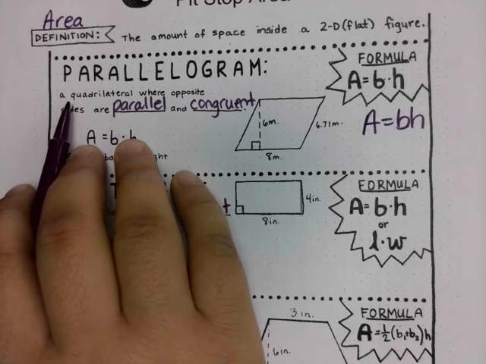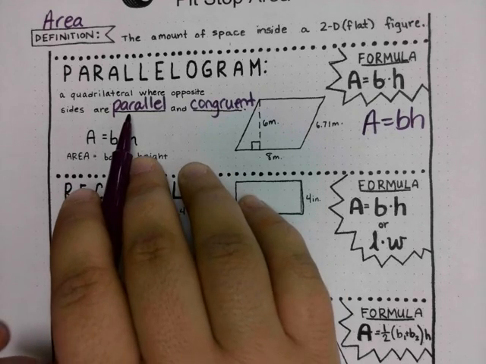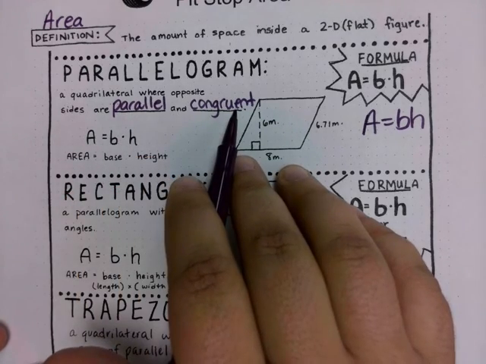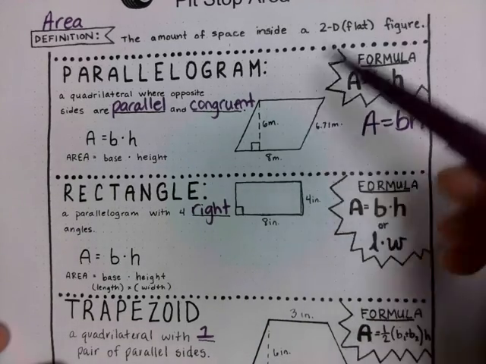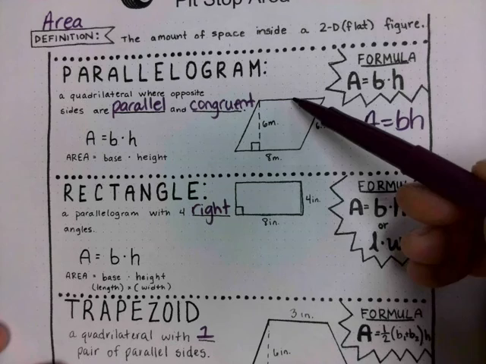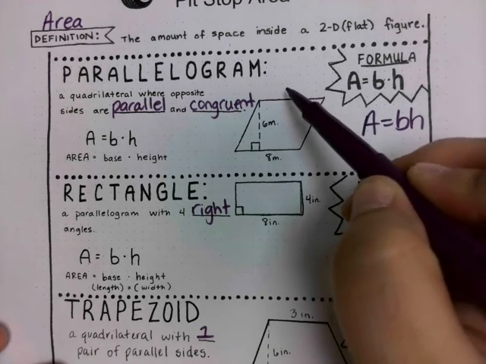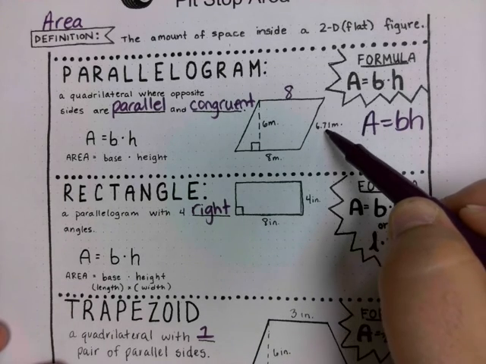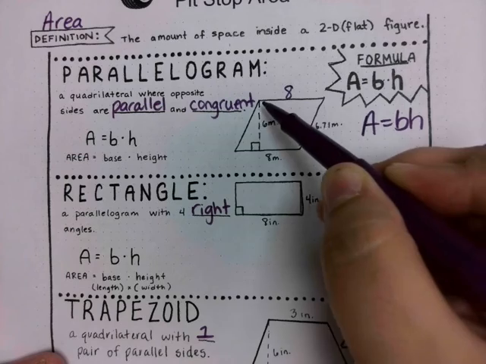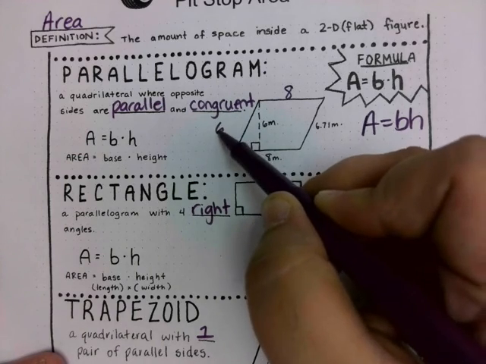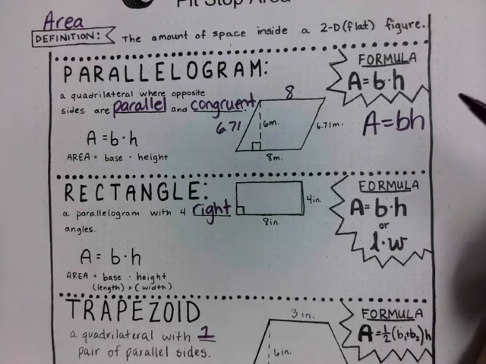So here, a parallelogram is a quadrilateral where opposite sides are parallel and they are congruent, means they're the same shape or the same size. So here's a parallelogram. If this is 8, the opposite side is parallel, means they'll never touch. And if this is 8, then this side also has to be 8. Here, 6.71, this side is parallel to this opposite side, so this is also 6.71. Just like a rectangle, the opposite sides are the same.